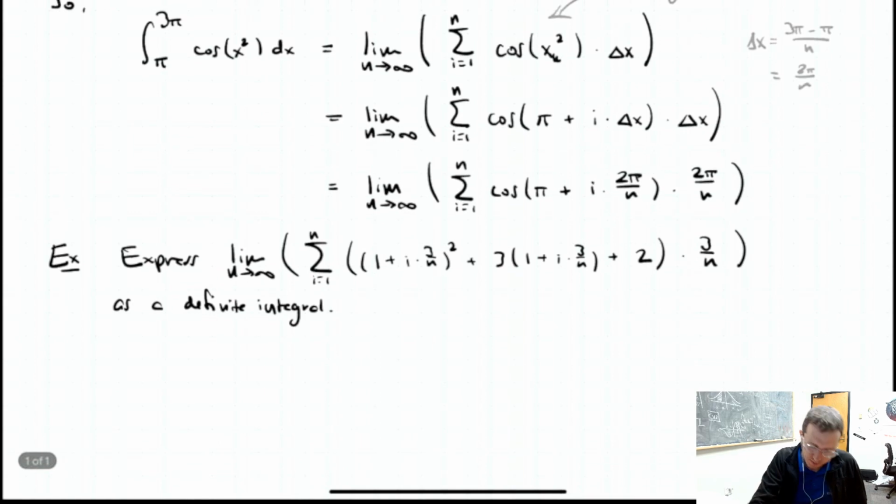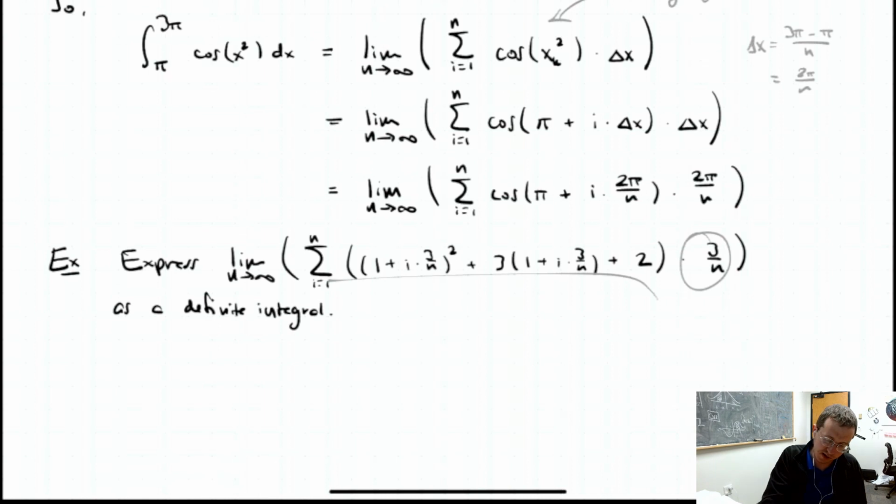Now multiplication is commutative. You might see the 3 over n at the beginning instead of the end. But if you see a number over n being multiplied with a bunch of other stuff, that's going to be the delta x.